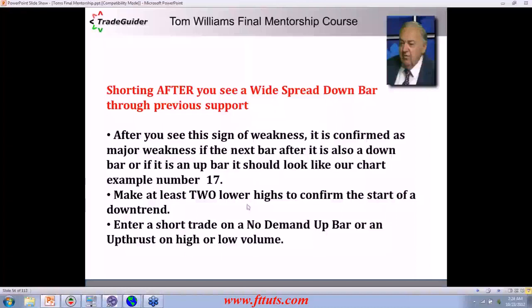Now, after you see that, we want the market to change behavior. So when we talk about lower highs, we're talking about changing trend. The market will definitely begin to change behavior, as David Weiss calls it, or change its trend. And as soon as it's changed behavior, you look to short the market when no demand appears or an upthrust appears. These are very powerful shorts.